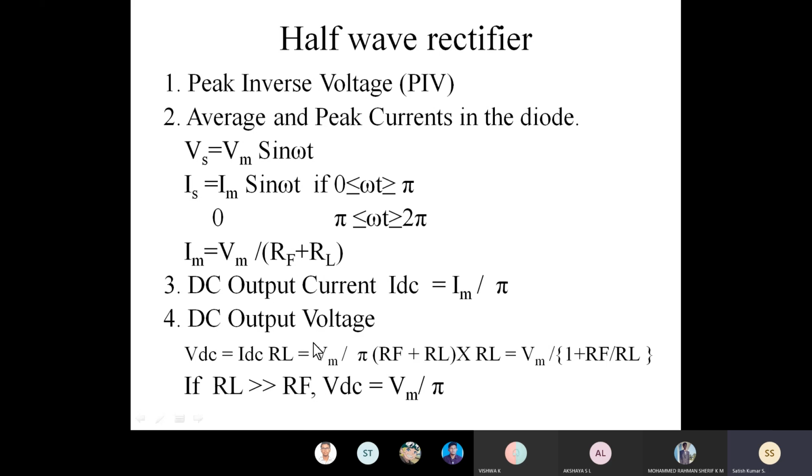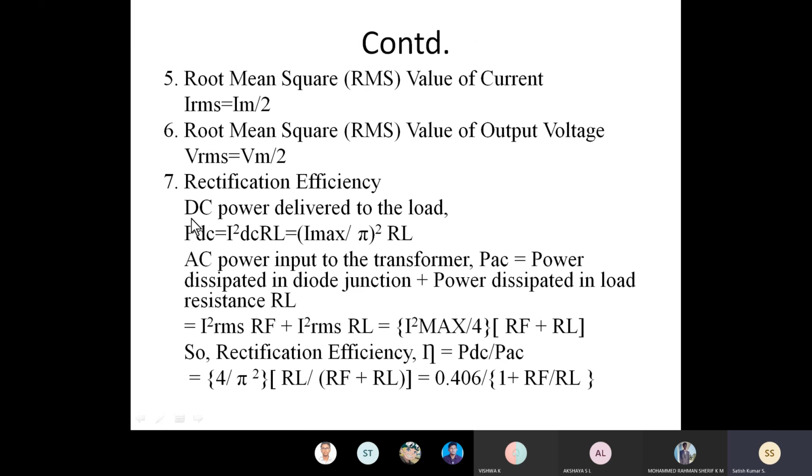So for the rectification efficiency, I have to calculate the output power. The output power is nothing but I square R. I square means output current, that's why I am taking I square DC, and the output load resistance is RL. I square DC is nothing but I maximum divided by pi, squared, so I maximum divided by pi whole square into RL, the load resistance.